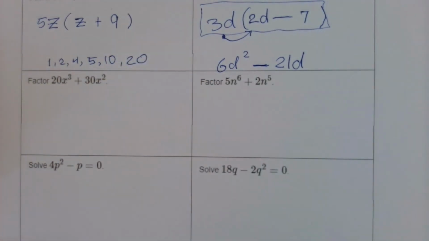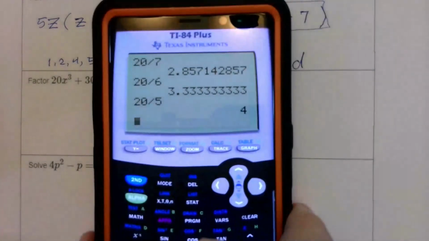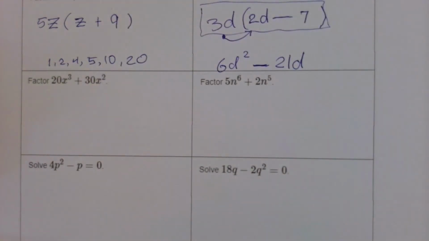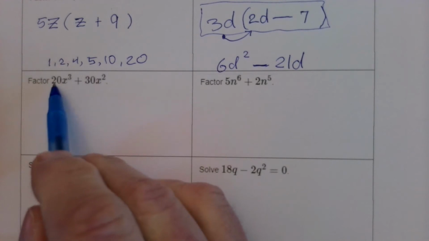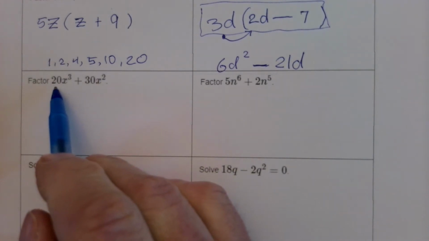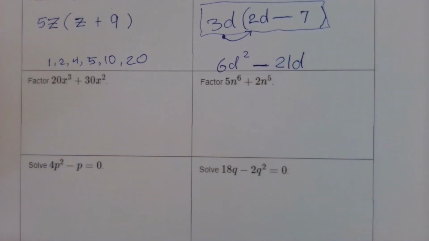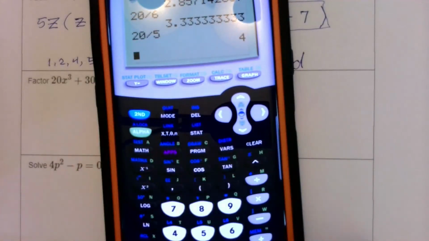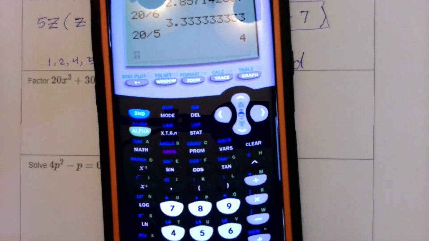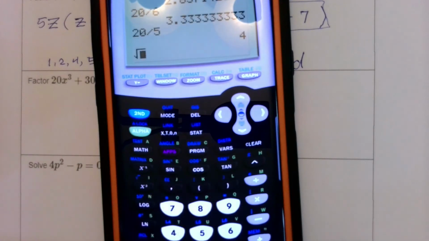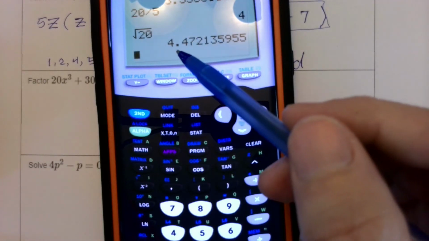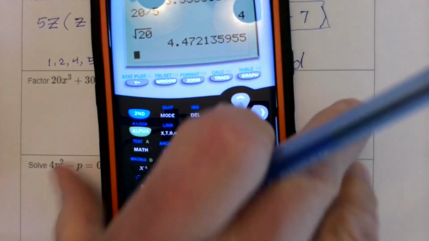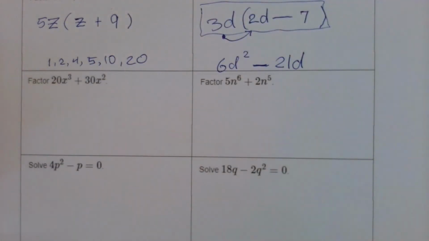And by the way, this process I went through on the calculator, you don't really have to start with half of 20, like 10. You can start with the square root of 20. So this makes it go faster, and it actually works. Take the square root of 20, which is about 4.4. That really means that all I needed to do was take 20 and divide it by 4, by 3, by 2, and by 1, and I would have come up with all of these factors.